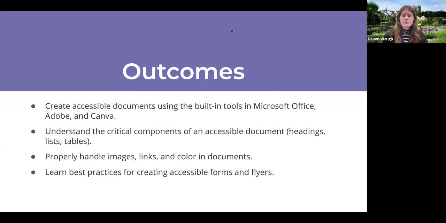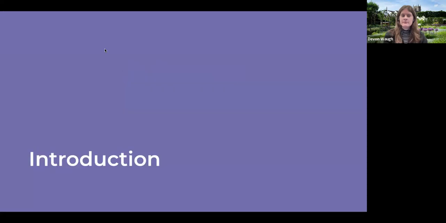And really understanding the critical components of making an accessible document: proper heading structure, using lists, tables, and some of those built-in features so that documents can be read easily by a screen reader or other assistive technology. We'll talk through ways to handle images, links, and color, and then accessible forms and flyers. So making sure how to check that a form is accessible as a PDF, and ways to make sure that you're designing flyers and other materials in Canva so that they're accessible from the start.